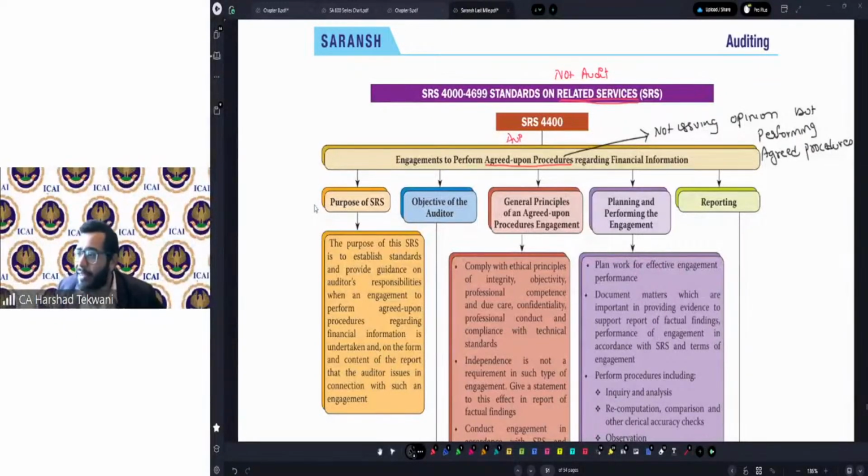It can be anything. For example, preparation of a tax return. It's an agreed upon procedure. Once I perform the procedure, I'll issue my report: what procedures I performed and what was the outcome of the procedure. Simple. So in agreed upon procedures, you agree to perform certain procedures, but you are not issuing an opinion. Understand that. So here your reporting is based on the factual findings. Reporting is based on factual findings.